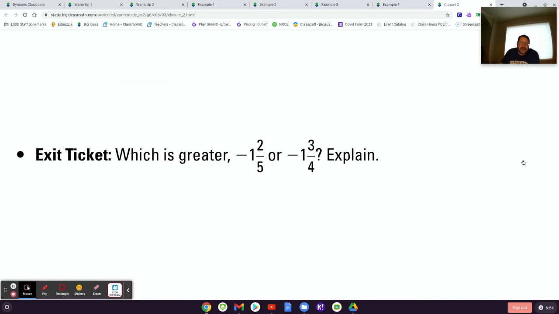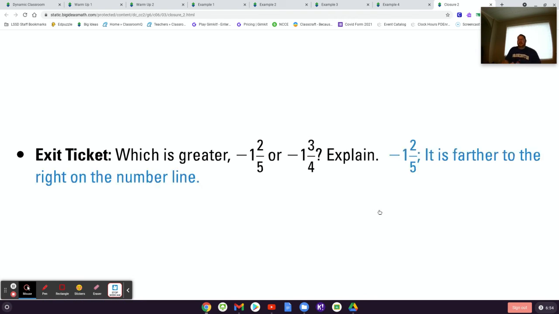And the final question I want you to think about. If you have a tough time answering this one, even with a number line, that means you should get some help from me or see Mrs. Root in the ASC, especially if the help you need is with fractions and not necessarily the number line. So which is greater, negative 1 2/5 or negative 1 3/4?